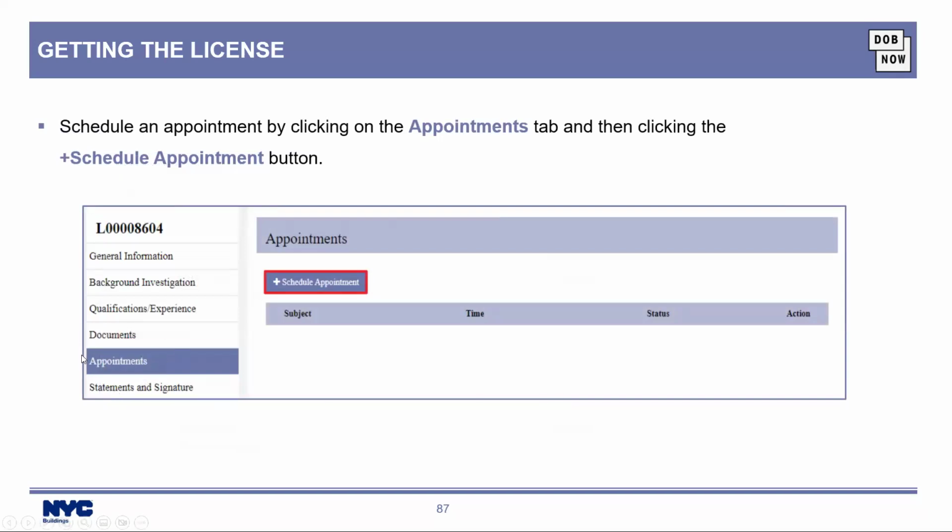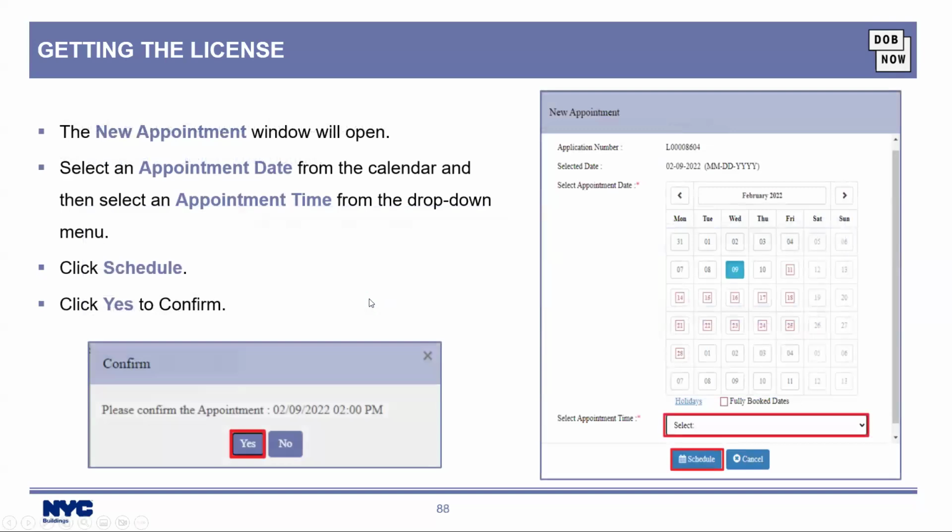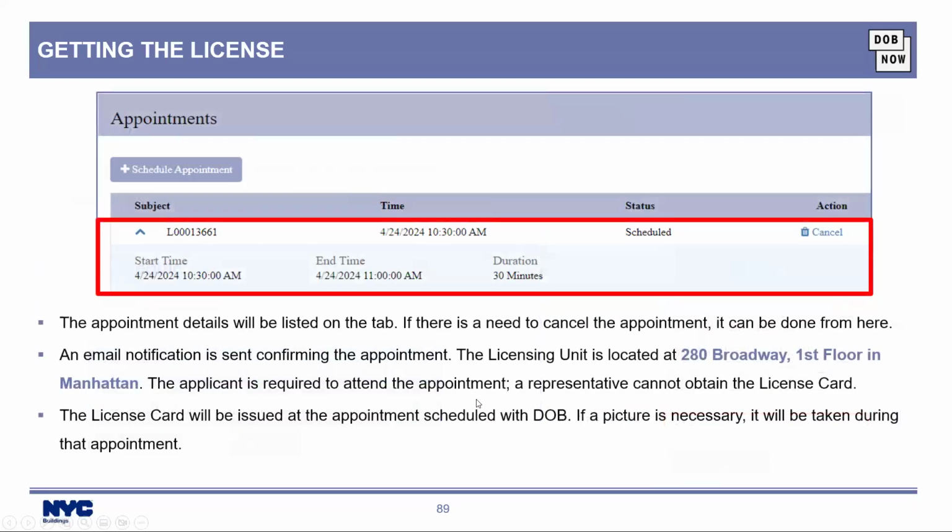At that point, you will see the Appointments tab show up. Go there and click Plus Schedule Appointment. Do that, and the new appointment window will open. You need to select an appointment date from the calendar, and then there's a drop-down to select your appointment time. You'll click Schedule, and then click Yes to confirm. The appointment details will then be listed on the Appointments tab.